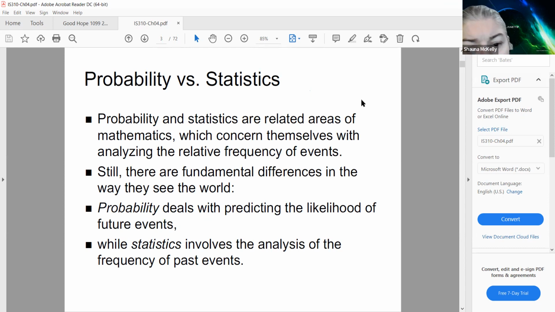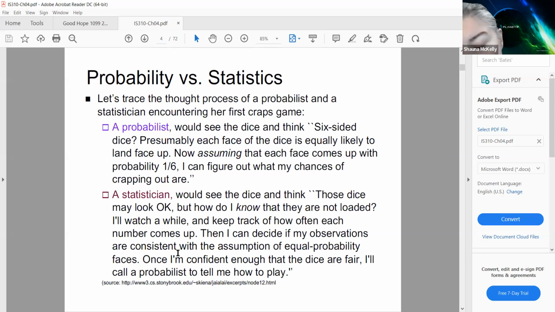Probability deals with the likelihood of predicting future events. So probability, you're making a prediction, right? And statistics analyzes the frequency of past events. So statistics is looking at stuff that already happened and analyzing that. Probability looks forward and predicts likelihood. Okay. That's actually a really good way of putting it. I hadn't heard that, but that's actually really good.